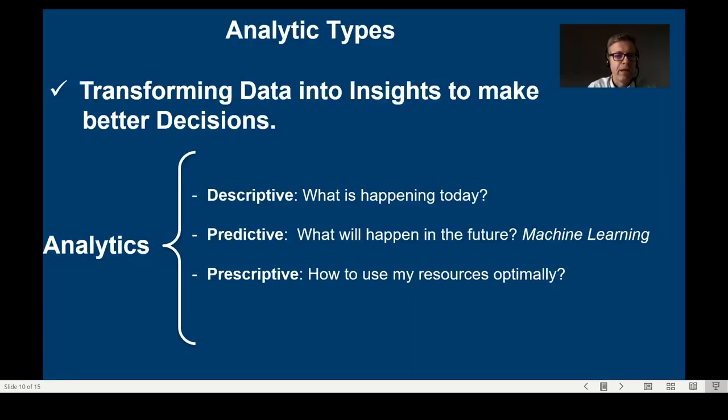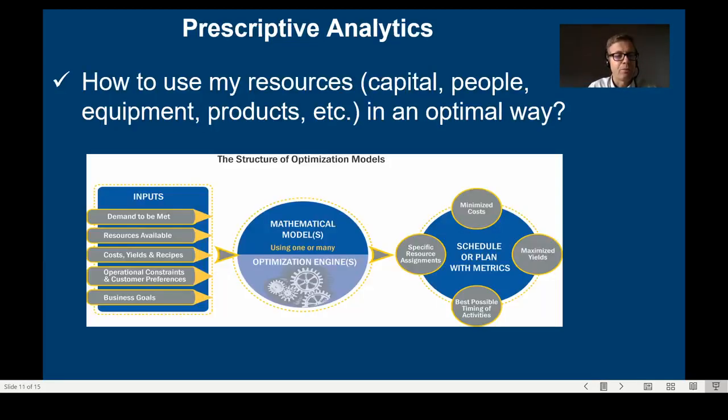So we have these three types of analytics: descriptive, predictive and prescriptive. The last one, prescriptive, I'm going to explain a little bit: it is how to use the resources of the company in a better way. And my resources can be capital, people, equipment, anything. This uses part of mathematical operational research that is going to help me create models that determine how I should use the resources in a better way.